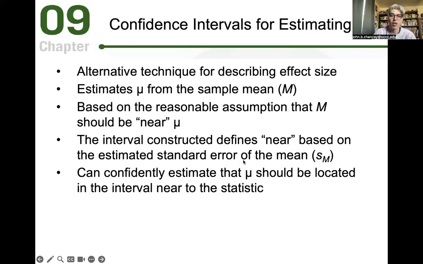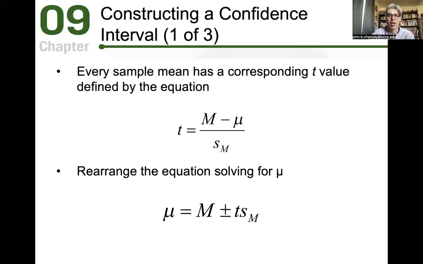So that numerator we used previously for our t statistic. And what we're trying to essentially say is we can confidently estimate that our population mean should be located within an interval. It's not going to be a singular value, but an interval near the statistic. And so we can compute that.